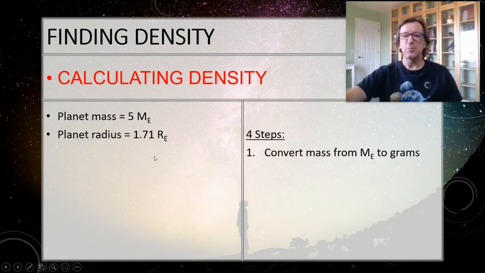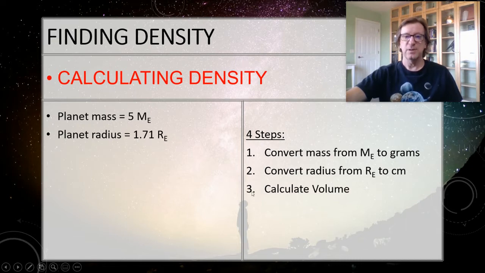All right, so step 1, we're going to convert the mass from Earth masses to grams, exactly like we did in the last lesson. Then I'm going to use the same technique, and I'm going to convert the radius from Earth radii to centimeters. I'm going to calculate the volume from this radius, that 4/3 pi r cubed. And then once I know the volume and the mass in grams, you just divide the mass in grams by the volume, and I'll get the density.